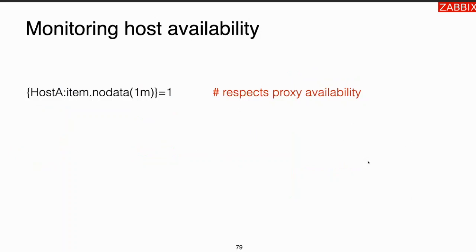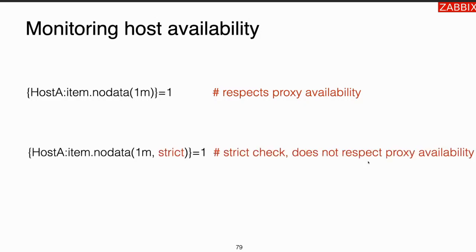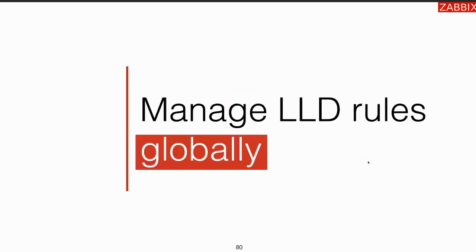Okay, so for no data, the normal nodata function as it is now, it respects proxy availability. But if you want to be strict, then we should use a second parameter, which is called strict. And this is a strict check. Regardless of proxy availability, Zabbix will generate a problem if there is no data. Yeah, so that's how strict mode works.